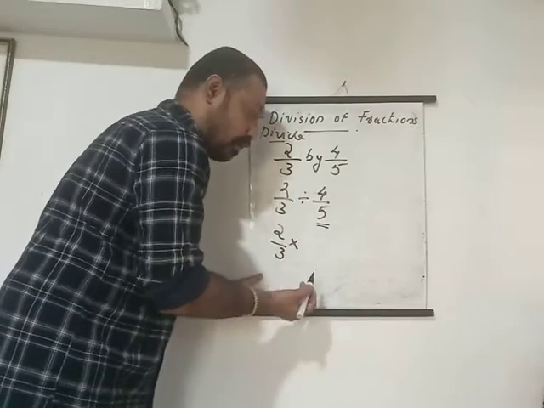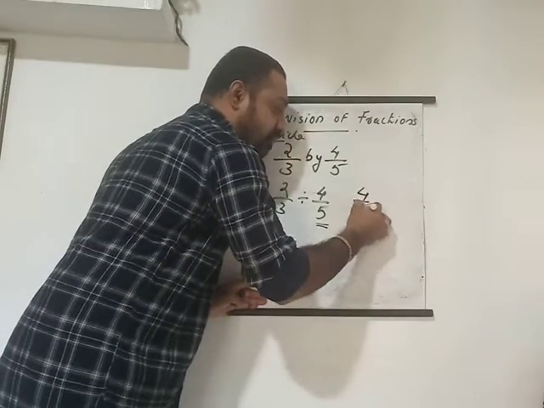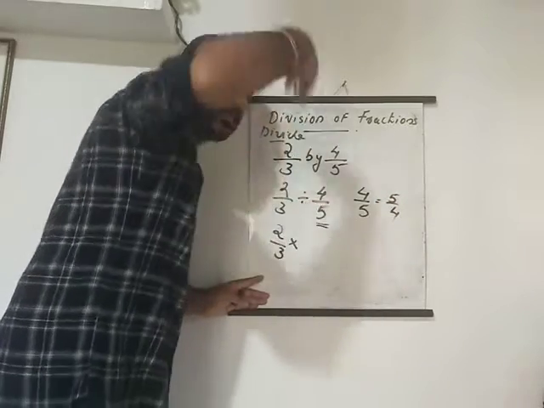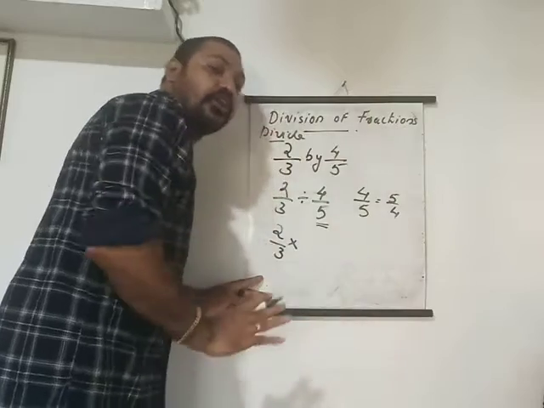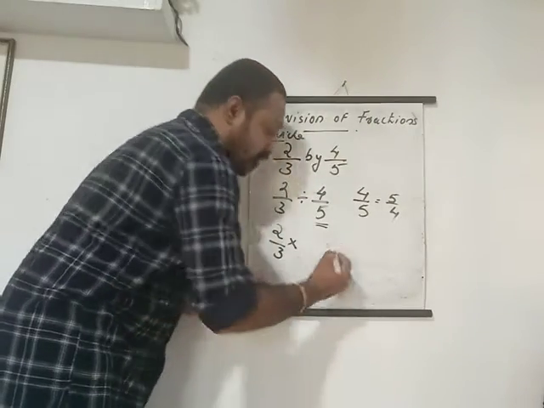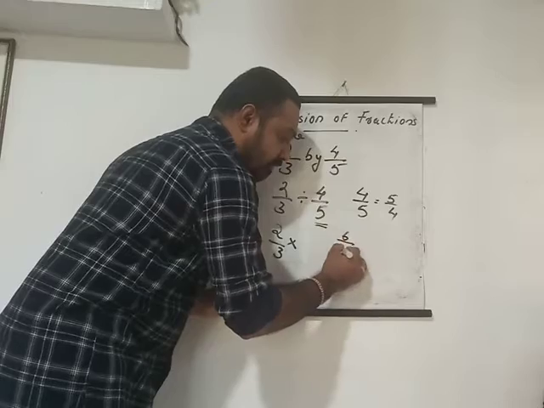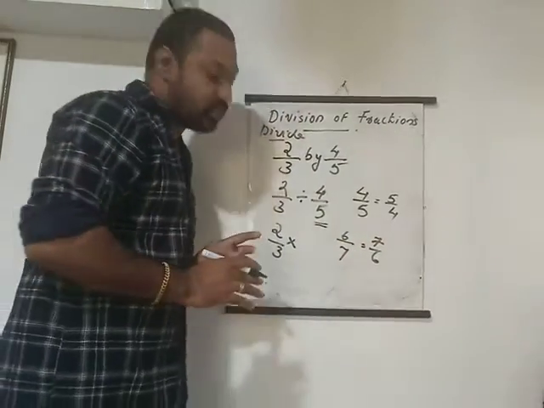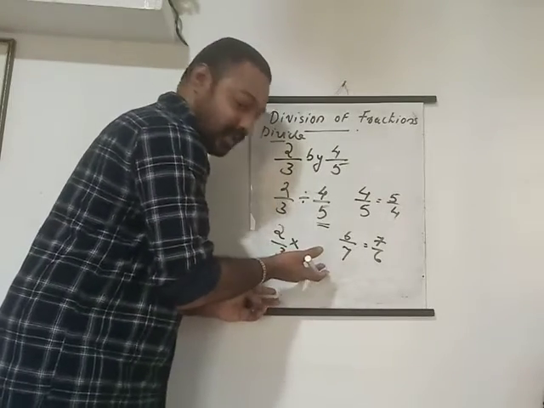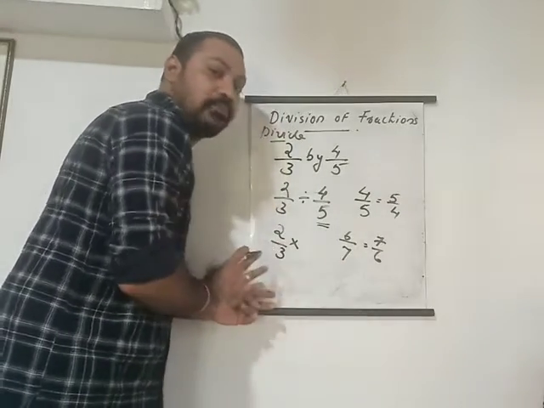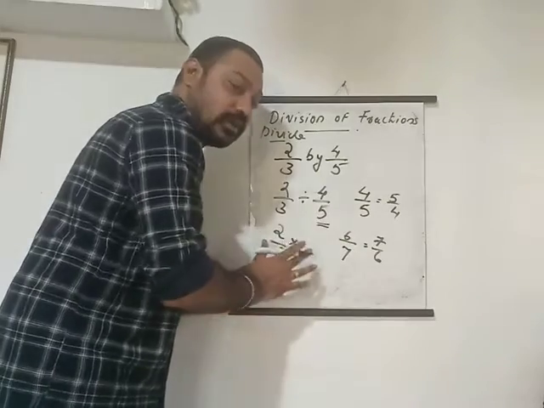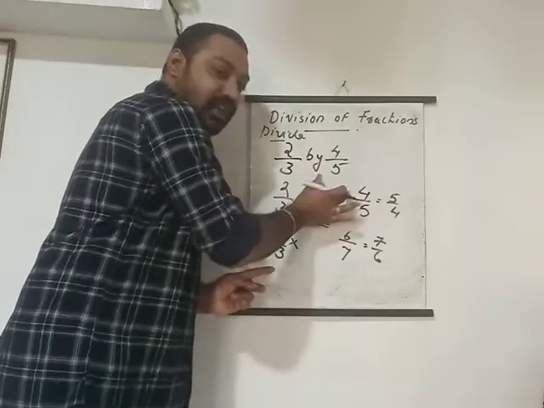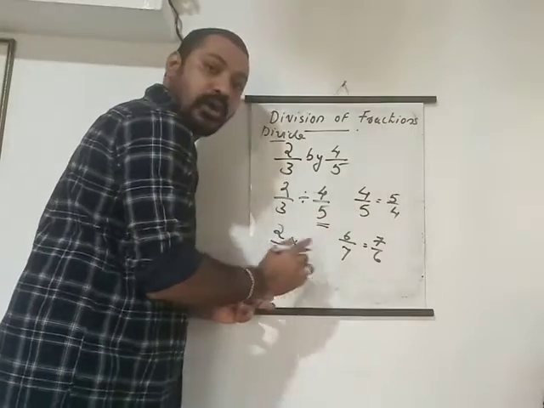Then what is the reciprocal? The reciprocal of 4 by 5 is 5 by 4. That means the numerator becomes the denominator and the denominator becomes the numerator. That is called the reciprocal. For example, what is the reciprocal of 6 by 7? It is 7 by 6. Understand? So for division, the reciprocal of the second fraction has to be multiplied.